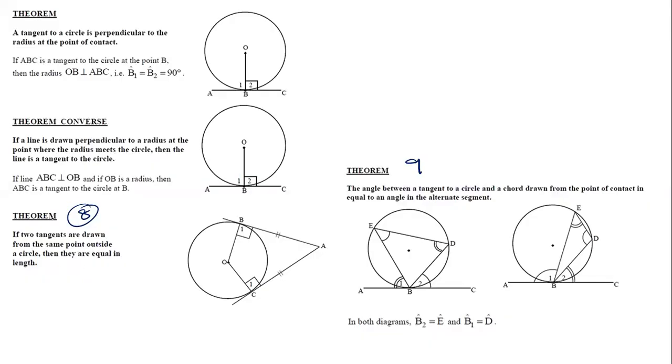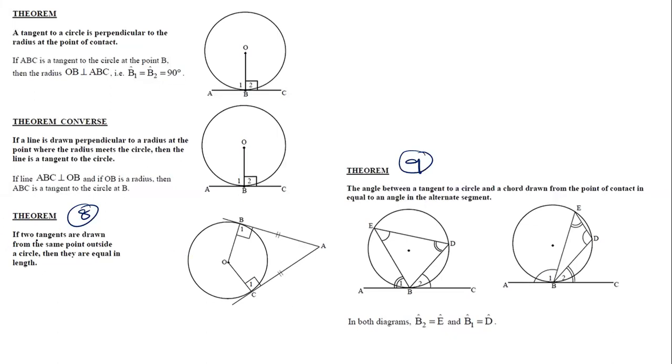So now we jump to theorem number 8 and theorem number 9. Theorem number 8 says, look, this is the diagram that goes with theorem number 8. You have the center. Look at this. What does AB look like to you? It looks like a tangent, right? What does line AC look like to you? It looks like a tangent. You see, it's like we have two tangents in one circle.